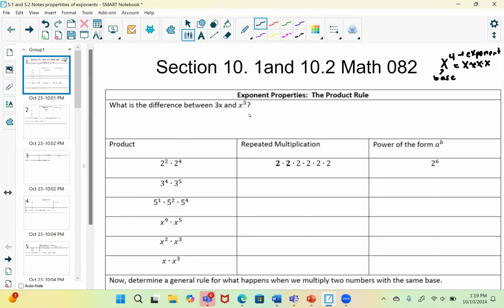So the first thing is, what is the difference between 3x and x cubed? 3x just means 3 multiplied by x, whereas x cubed means I'm multiplying x by itself 3 times. They're very different. 3 times x is very different than x cubed, which is x times x times x. 3 times x really means x plus x plus x, where I'm adding it to itself 3 times.